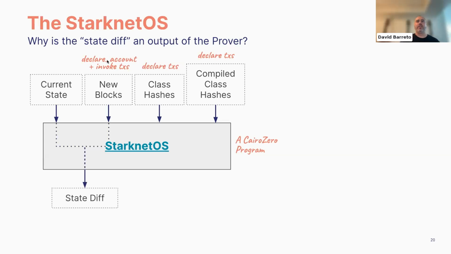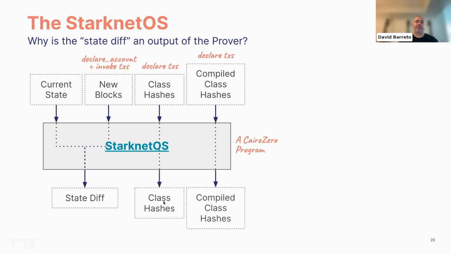Like if I execute all these transactions here and I compare it to the current state, what things have changed, right? So that is the state diff, it's one of the outputs. The other outputs are just the new code that has been declared and its counterpart compiled class hash. Only because these things also need to be bundled into the data availability to be sent to Ethereum. So you have 3 things as output: the state diff and the new code that has been declared on Starknet since last time. So that is what the Starknet OS does.